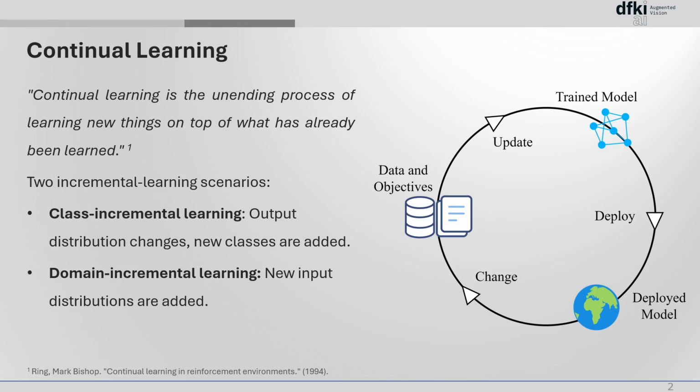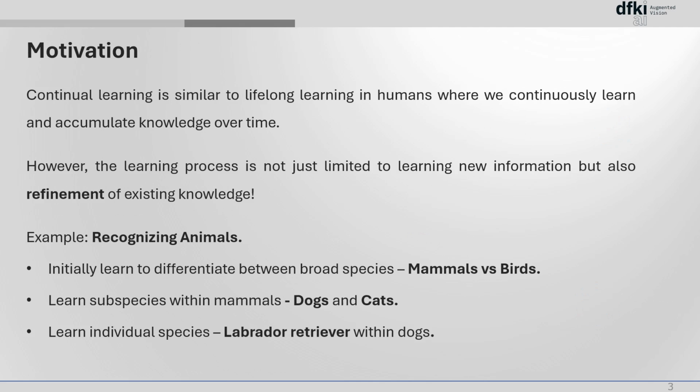Depending on the objective of the new task, there are two incremental learning scenarios. In class-incremental learning, previously unseen and non-overlapping subsets of classes are learnt in each task. Whereas in domain-incremental learning, the classes remain the same, but new input distributions are learnt incrementally.